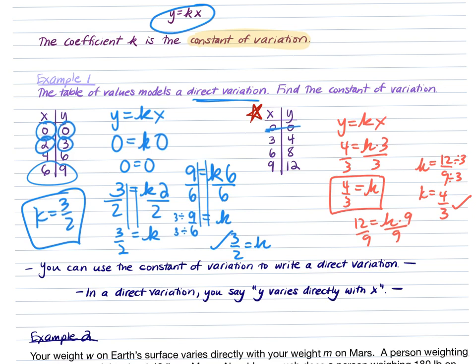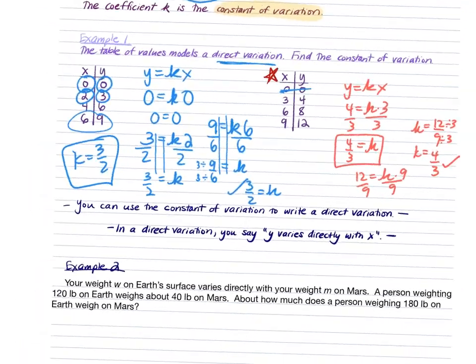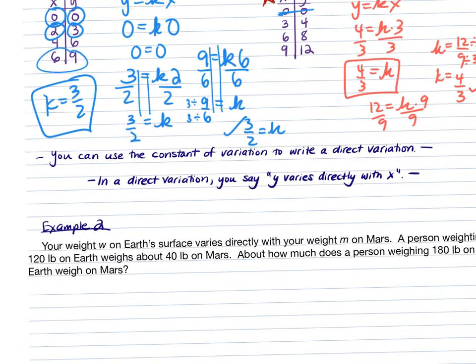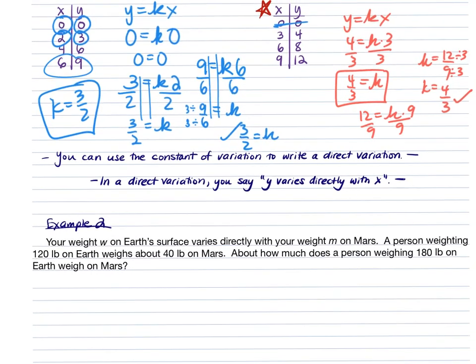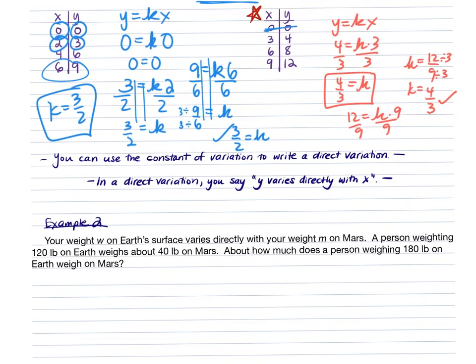And just some notes at the bottom here. You can use the constant of variation to write a direct variation. In a direct variation, you say y varies directly with x. So that's how a lot of these word problems are going to be written. And let's look at that example.